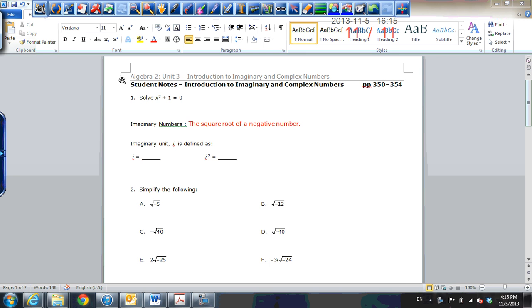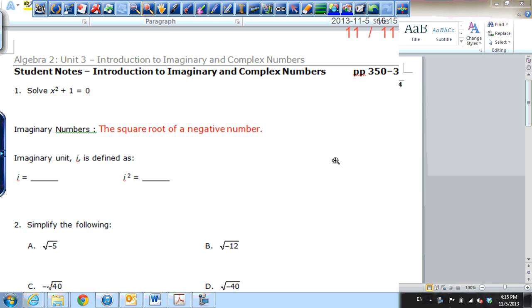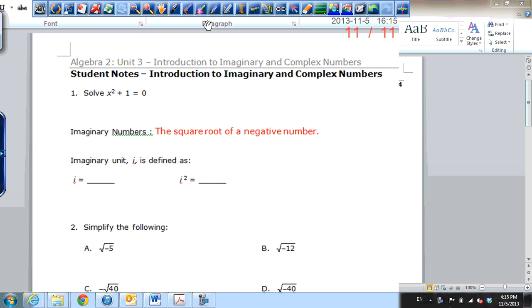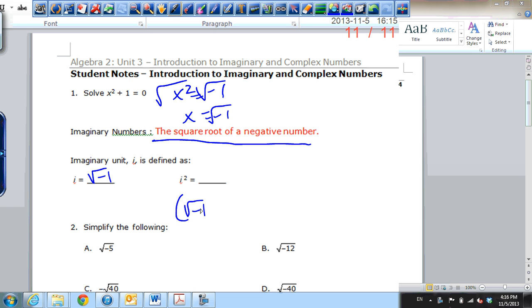Imaginary numbers come from finding the square root of a negative number. So if we look at x squared plus 1, if I were to solve for x, I'm going to eventually get the square root of negative 1. And that's where imaginary numbers come from. And we call that imaginary number i. So i is the square root of negative 1, and i squared, the square root and the square go away, and I just get negative 1.